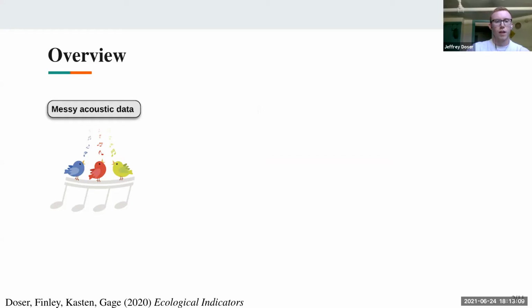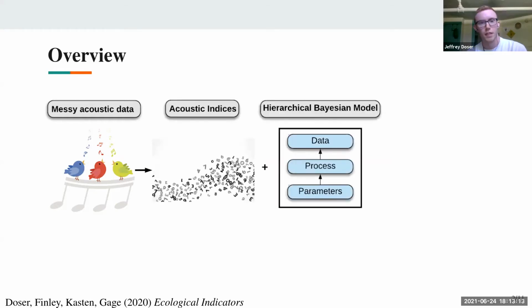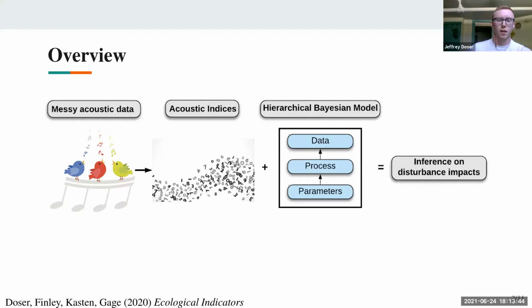One of the ways that has been explored in ecoacoustics is to utilize acoustic indices, which can succinctly summarize acoustic recordings into simple numeric values that we can interpret and try to extract ecological information from. What we did in this project was combine these acoustic indices inside a statistical framework called a hierarchical Bayesian model. We used this together to look at disturbance impacts, using these messy acoustic data to understand the effects that disturbances can have on soundscapes, and on the underlying biological community that these soundscapes represent.